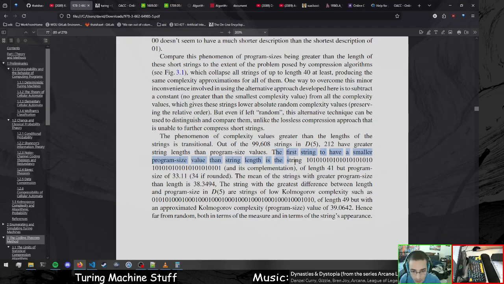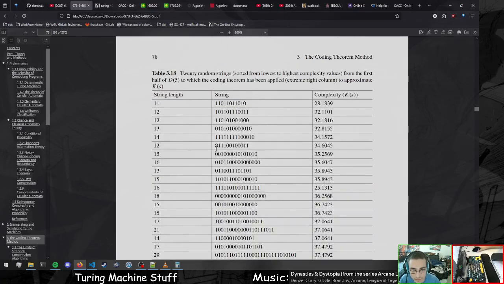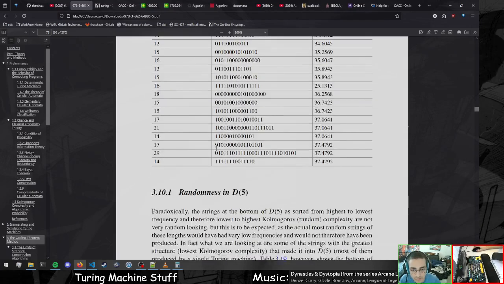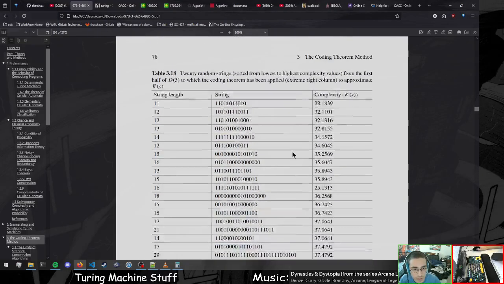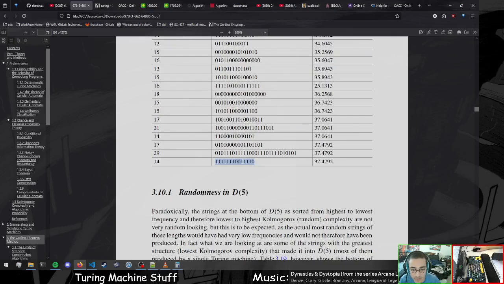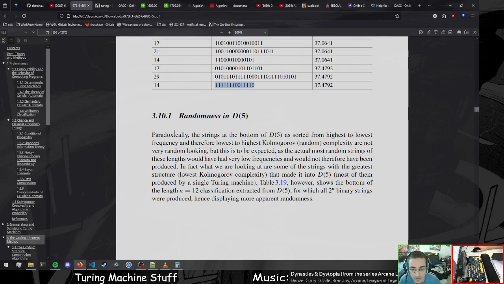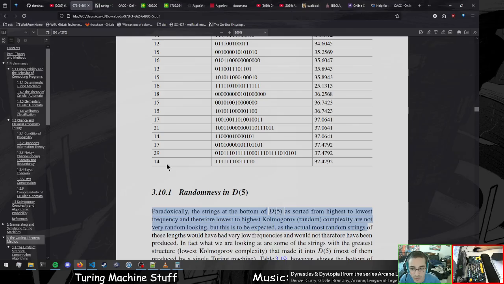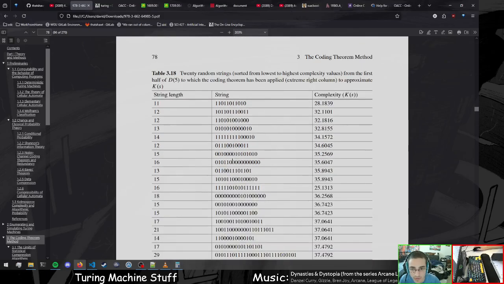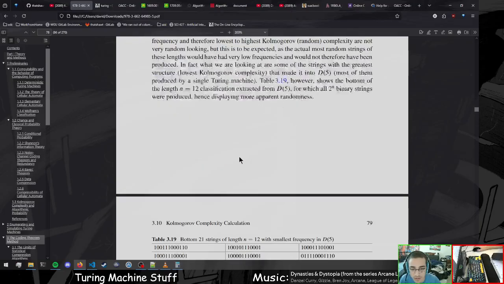Oh. God damn. Oh my goodness, alright. This is crazy. So this string is length 14, but has 37 complexity. So, what? So it has a higher complexity than its own length, which is kind of interesting.